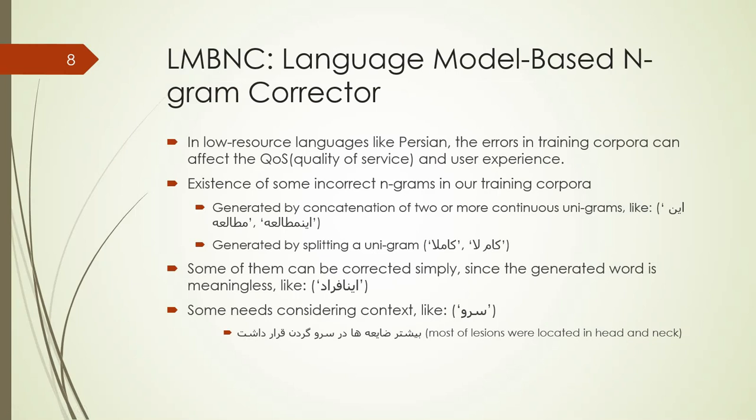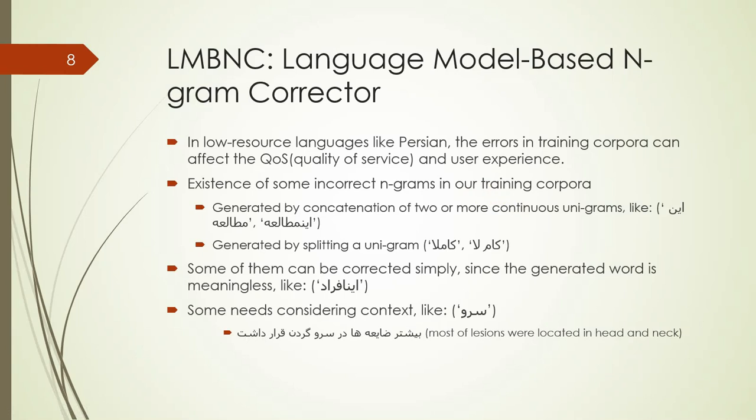In low-resource languages like Persian, the errors in training corpora can affect the quality of service and user experience. We have encountered a few cases of dissatisfaction of this nature where translation quality was heavily shadowed by obvious misspellings. Inspecting the problem, we noticed there are incorrect n-grams in our training corpora. We encountered two kinds of problems of this nature.